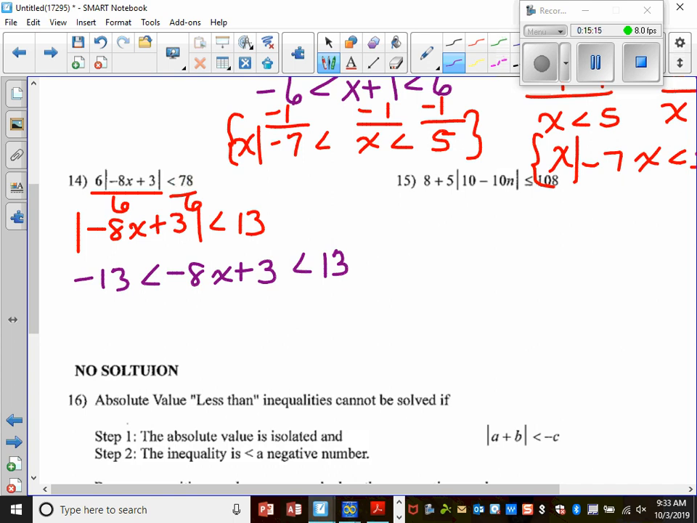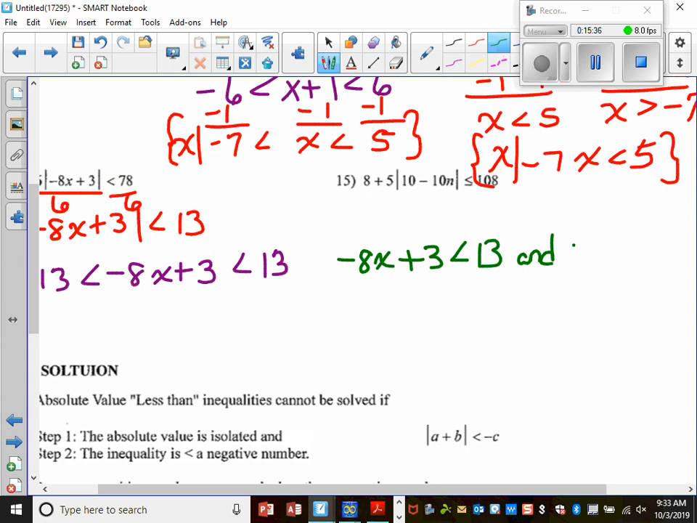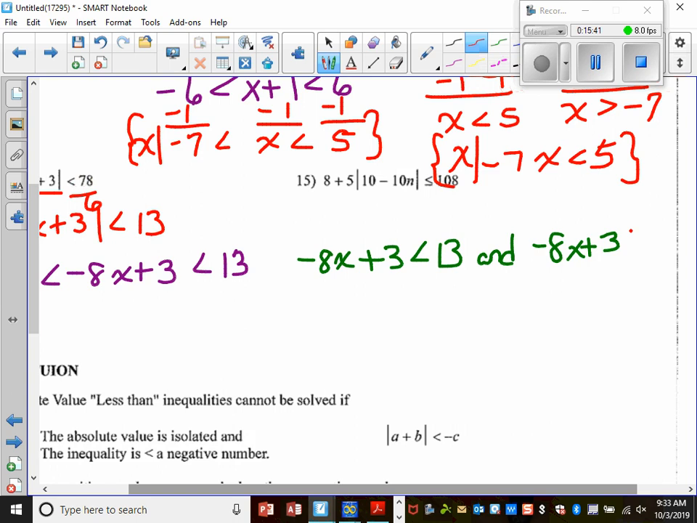Okay, if you want to do the other way, and I'll put it off to the side, I would have the absolute value of negative 8x. Hold on, let me drop my bars. Okay, I'll just rewrite it as what you'll start off with. Plus 3 is less than 13. And here's my and. Negative 8x plus 3. Here's my switch. Is greater than negative 13. So it's totally up to you which way you want to do it. Okay, I'll let you guys make that decision. I'm only going to solve one of these.